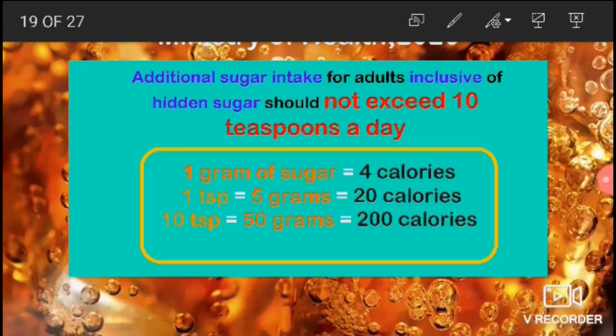A gram of sugar contributes 4 calories. 1 teaspoon of sugar weighs 5 grams. Hence, a teaspoon of sugar contains 20 calories. If 10 teaspoons are taken per day, a person consumes approximately 50 grams of sugar, which means a total of 200 calories per day.